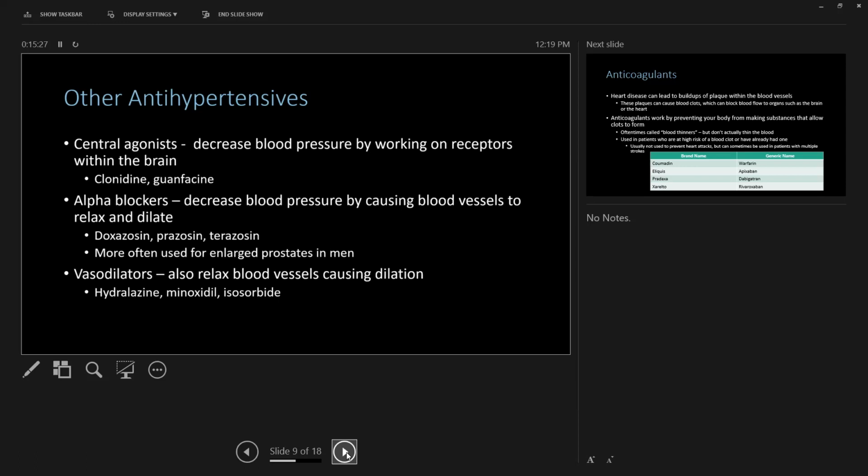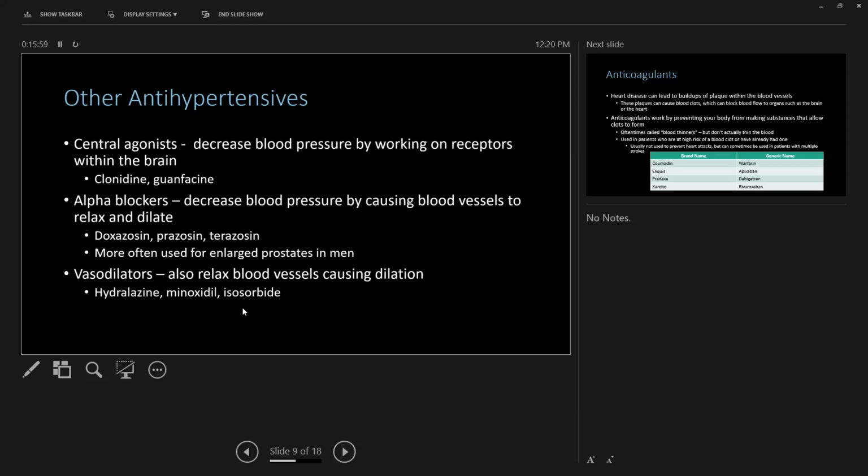Minoxidil, which is actually the active ingredient in Rogaine, you can also take orally to help with blood pressure. Kind of an older medication, but very effective. And then isosorbide, usually not used solely for blood pressure, but in patients that maybe have chronic chest pain or heart failure, that can be a good option because it will treat both of those disease states.